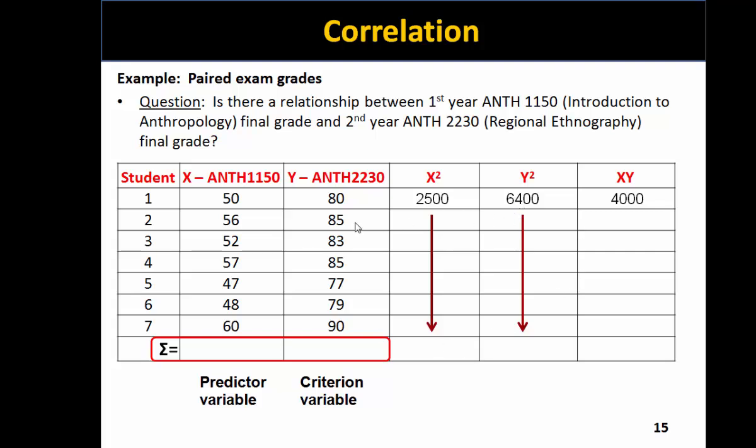We take the 85 squared, we place it in this cell, 83 squared, place it in this cell, so on and so forth, and then we add up all of the Y squared values, we place the answer in this cell, and last we do the same thing with XY. So 56 times 85, we put the answer in this cell. 52 times 83, we place the answer in this cell. And once we've completed that process, we add up all the numbers and we place that value in this cell here.